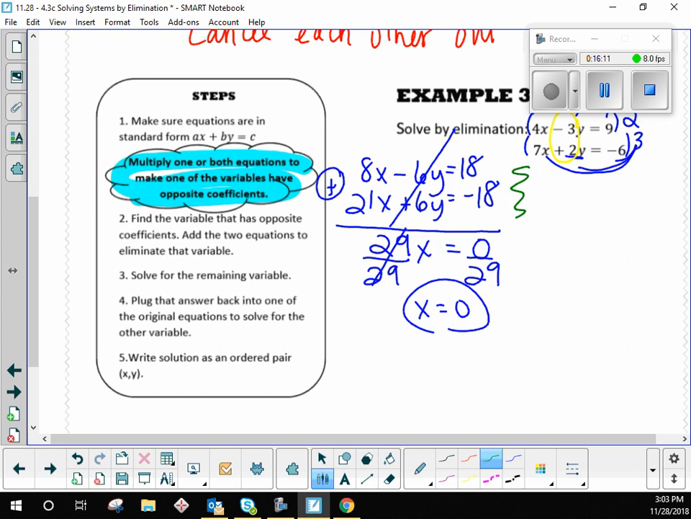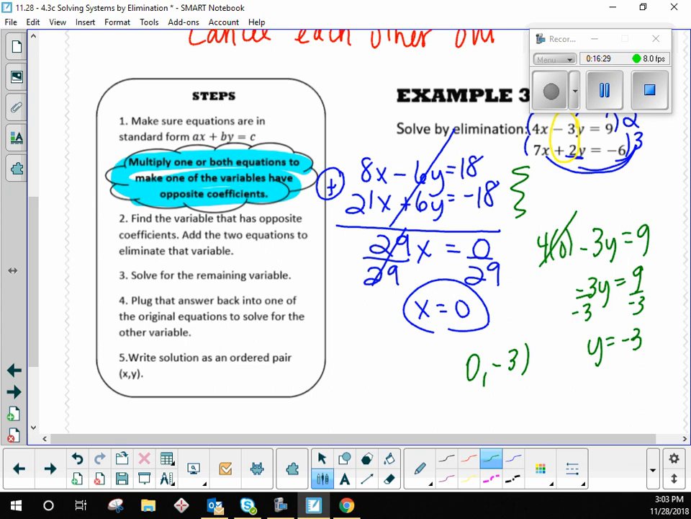Top? Okay. So 4 times x, which is now 0, minus 3y equals 9. That goes away because that's 0. Negative 3y equals 9. Divide by negative 3. Y equals negative 3. So my final answer is 0, negative 3. Try the next example. It's at the top of your second page.